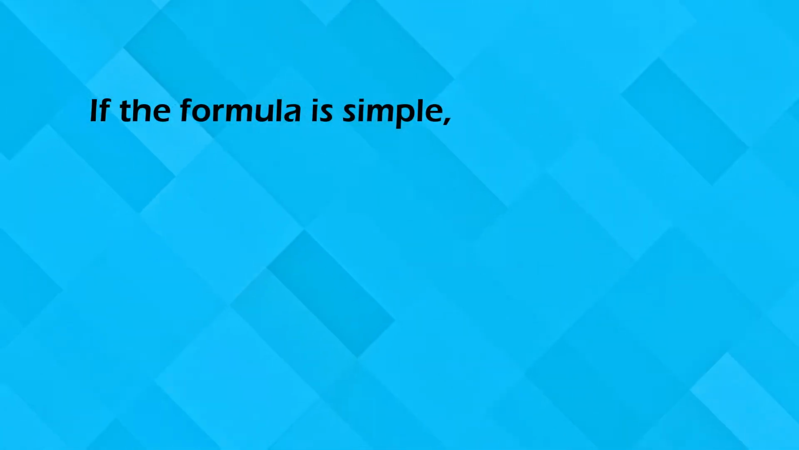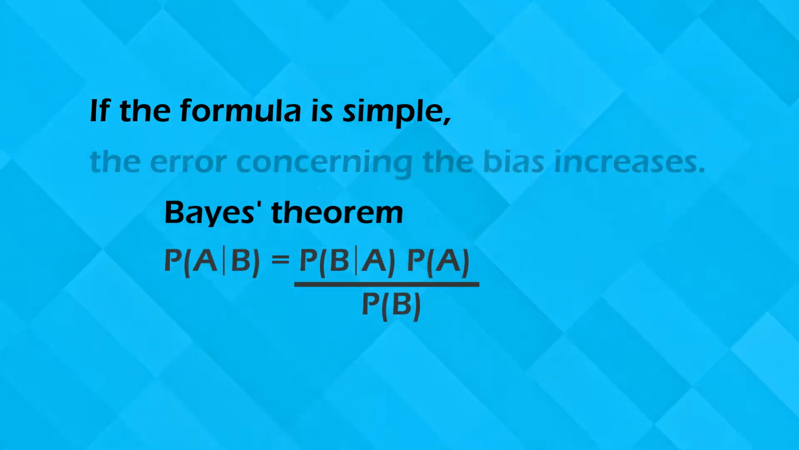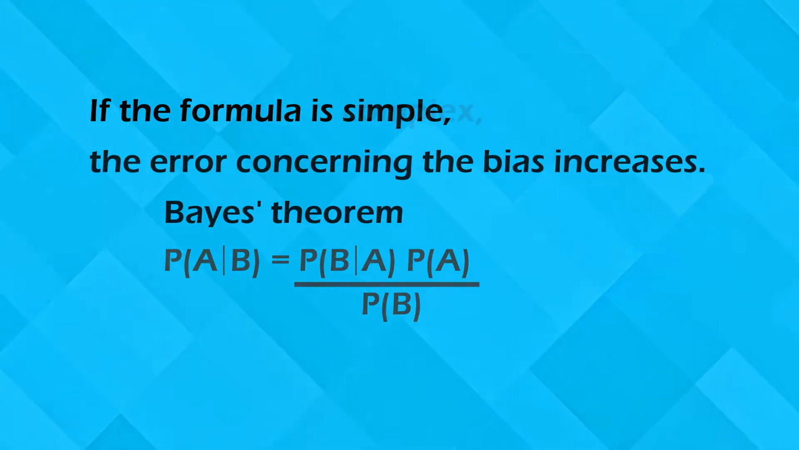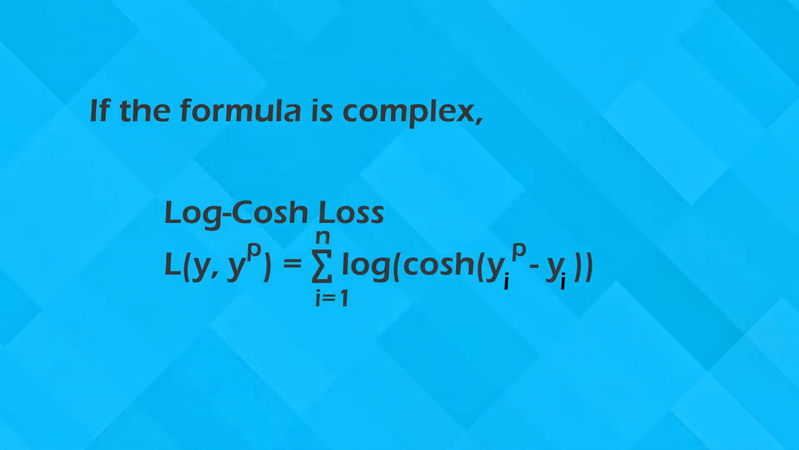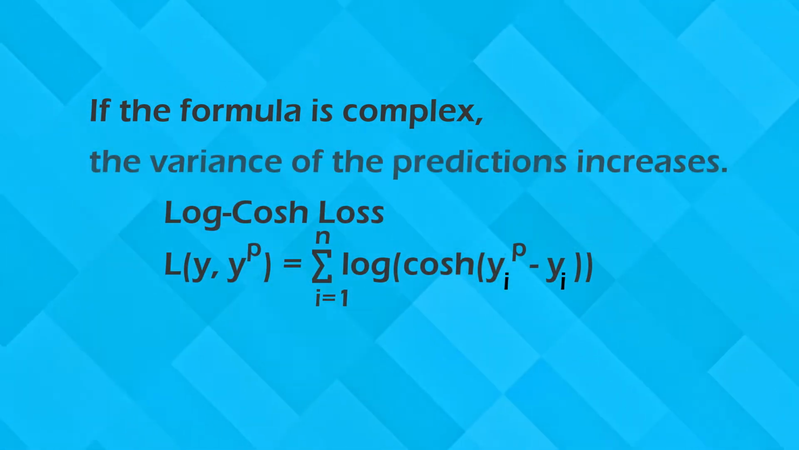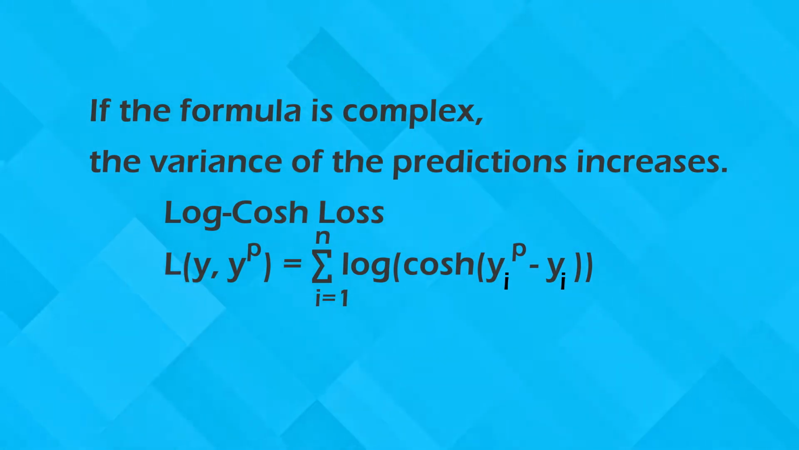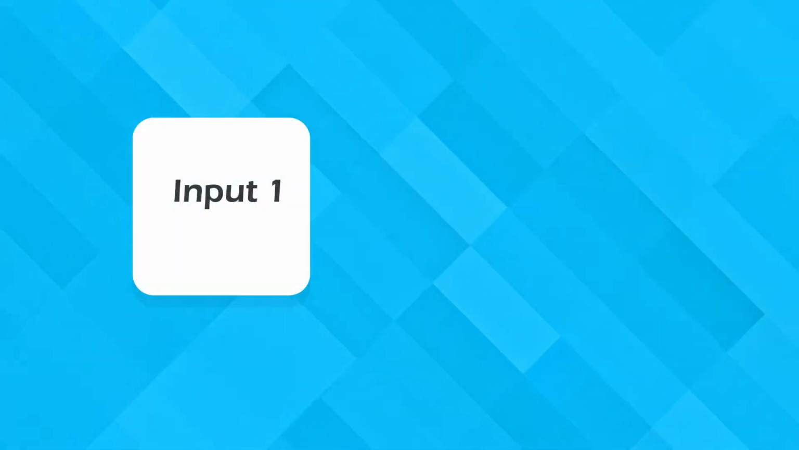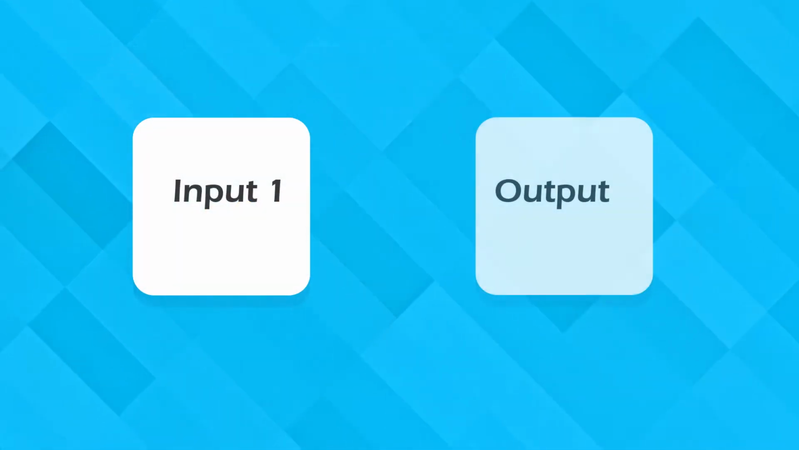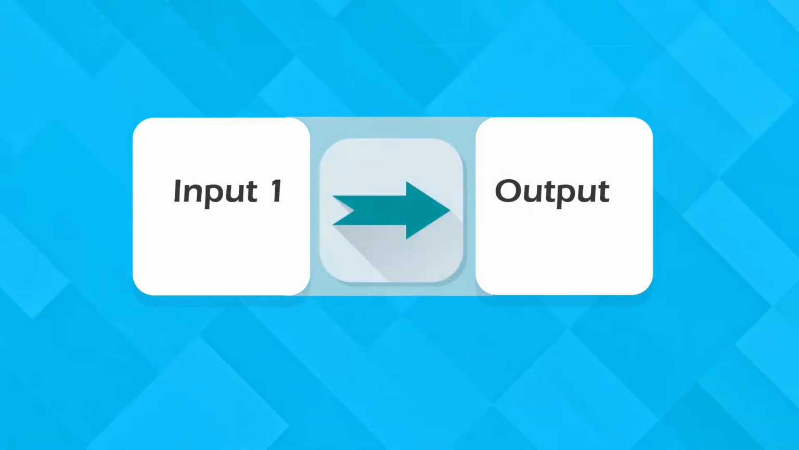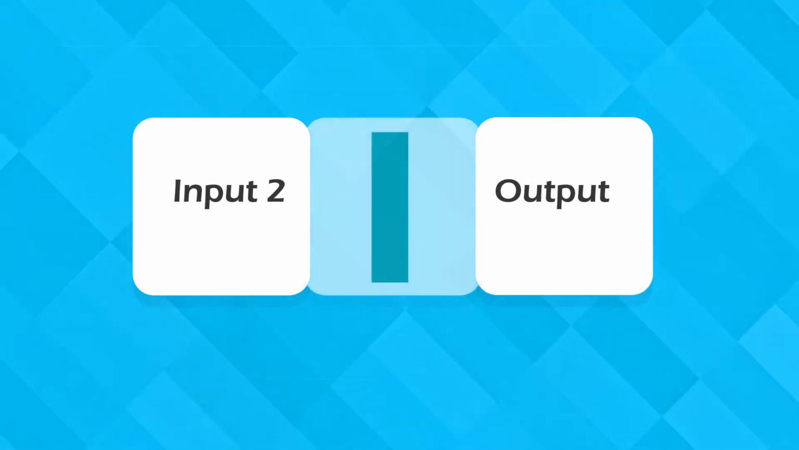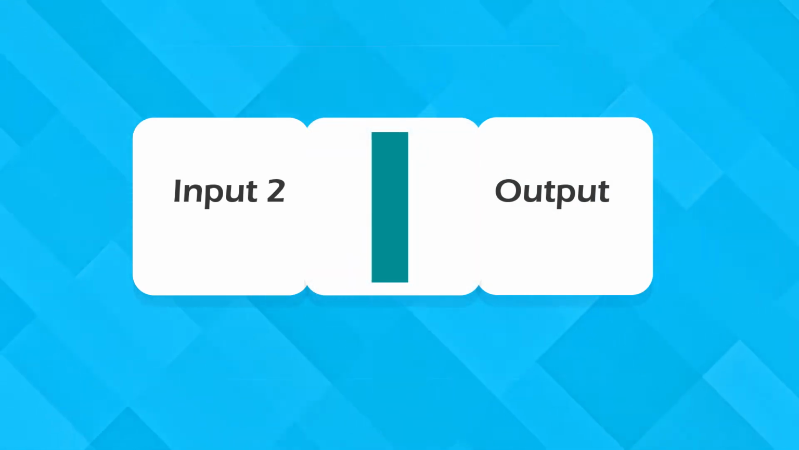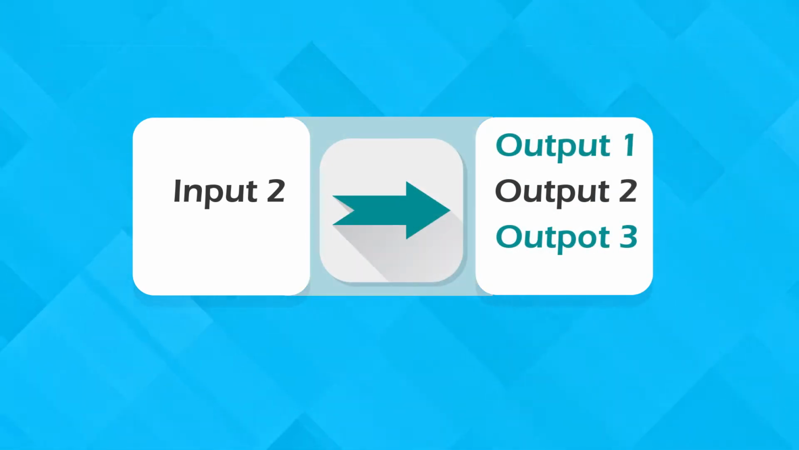If the formula you calculate is simple, the error concerning the bias increases. If the formula is complex and contains a large number of mathematical terms and parameters, the variance of the predictions is too high. If the function is very complex, the output is only appropriate for the particular data set. If the set changes, the prediction is not appropriate. Reducing the parameters of the function avoids data overfitting and improves the generalization.